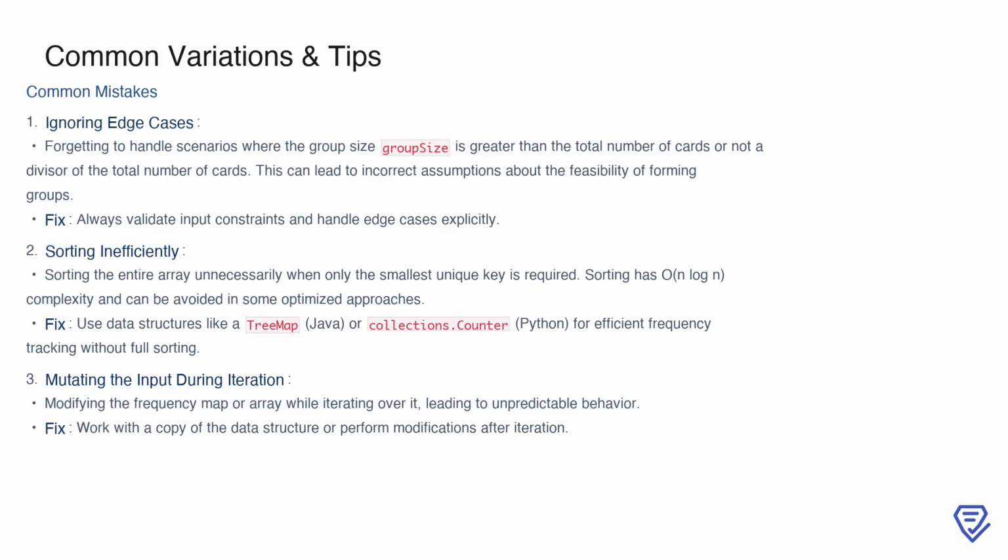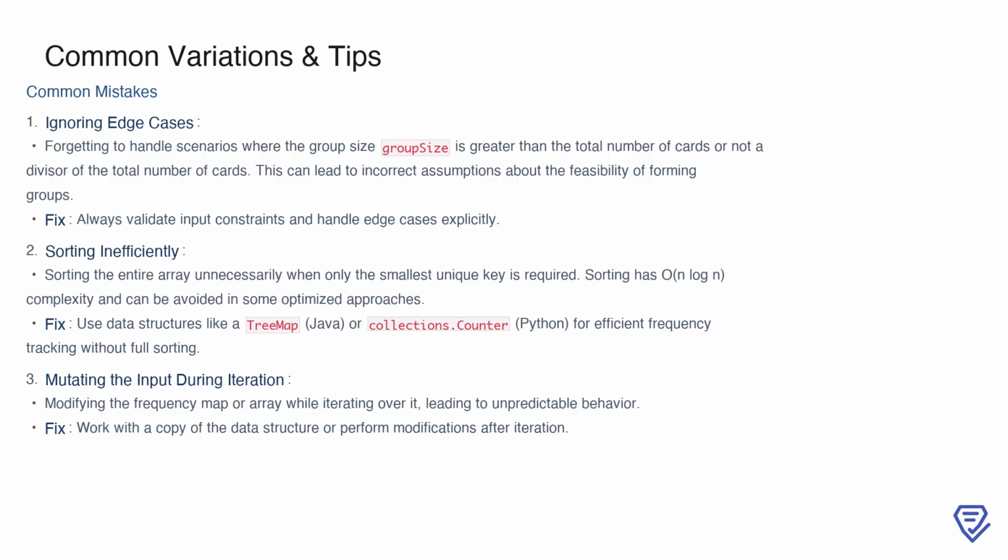One big issue is ignoring edge cases, like when the group size is larger than the total number of cards or isn't a divisor of the total cards. If you overlook these scenarios, you might incorrectly assume groups can always be formed when they can't. The solution? Always validate input constraints and explicitly handle edge cases in your code.